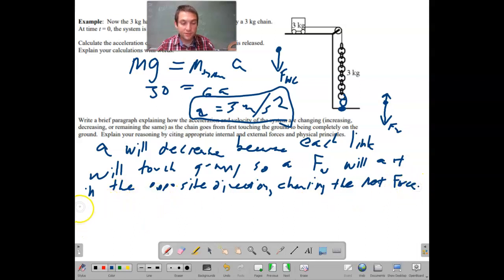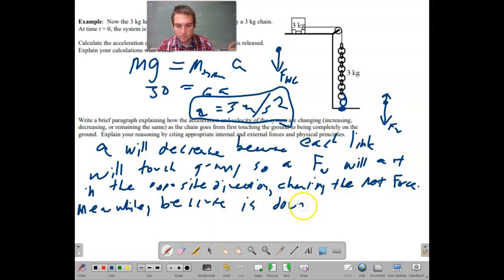Meanwhile, what's the velocity doing? Well, what direction is our acceleration? The net acceleration is still acting down. Our velocity is going down because the net force is down. Still, the cart will speed up.